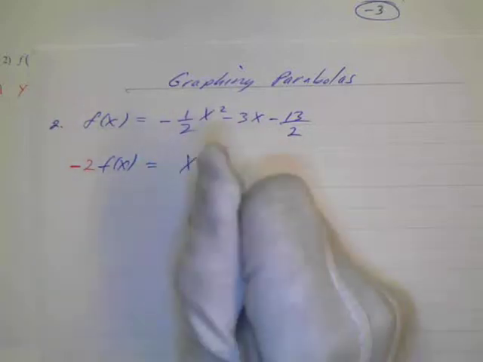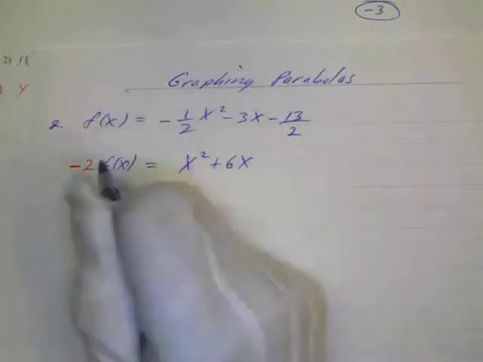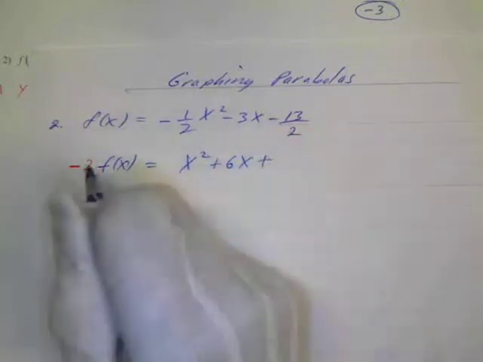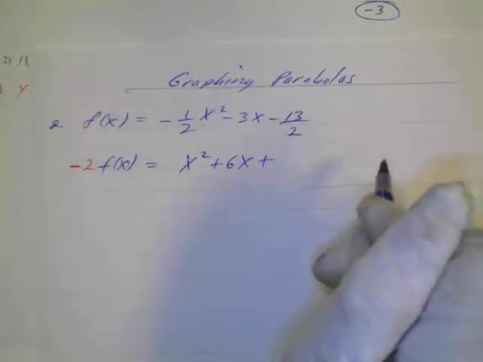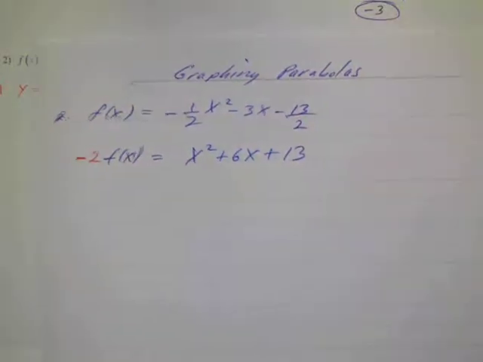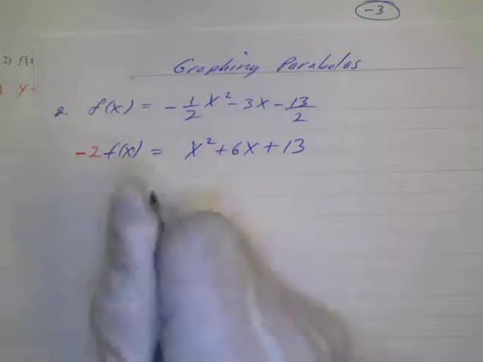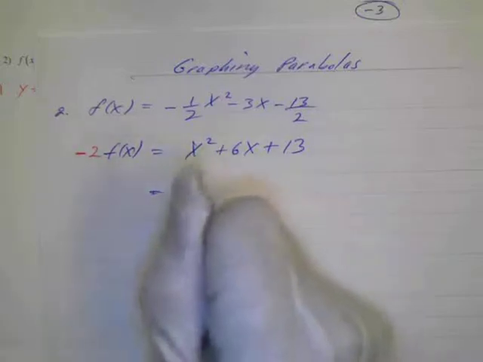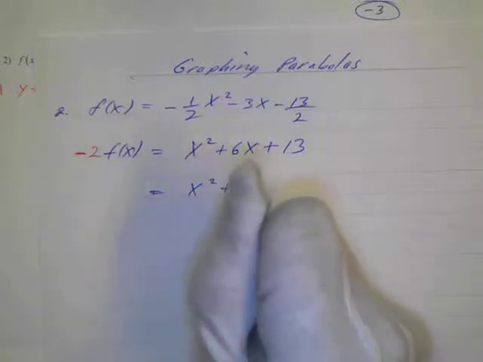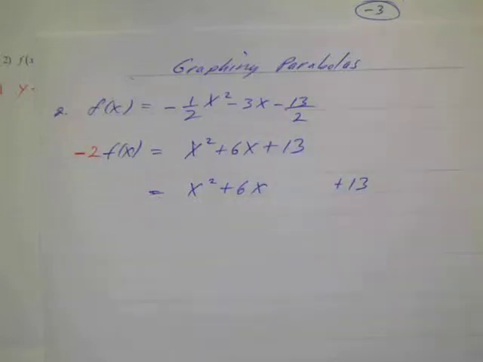A negative times a negative is positive. 2 times 3 is 6x. There's no fraction there. And a negative times a negative is positive. And 2 times 13 over 2 is 26 over 2, or just 13. So now we've got a nice trinomial there. And now we'll separate this a little bit so we can complete the square. So we've got plus 6x and then plus 13 to put this in vertex form.